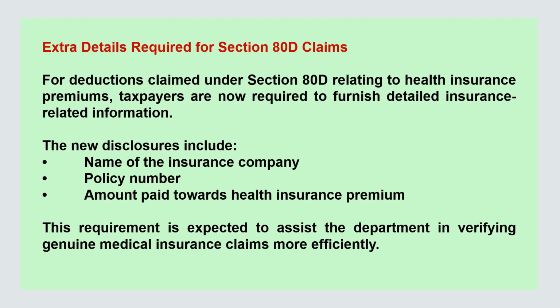Extra details required for Section 80D claims. For deductions claimed under Section 80D relating to health insurance premiums, taxpayers are now required to furnish detailed insurance-related information. The new disclosures include name of the insurance company, policy number, and amount paid towards health insurance premium. This requirement is expected to assist the department in verifying genuine medical insurance claims more efficiently.